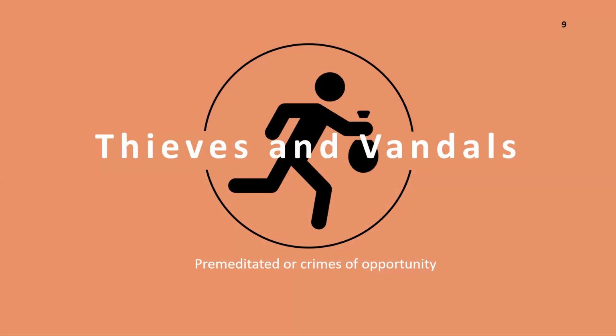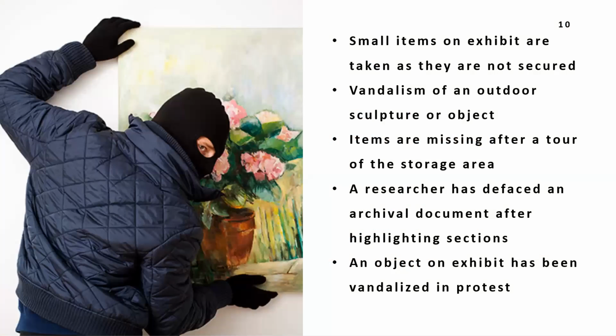The next agent we'll talk about is thieves and vandals. And so these are premeditated or crimes of opportunity. Now, ironically, thieves and vandals don't usually look like the guy on the left, but usually objects, if they're small, are taken from the exhibit because they're not secured. Maybe they're just in a drawer without a lid or anything.